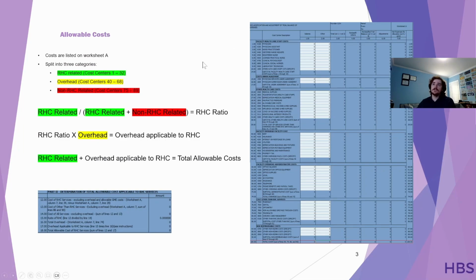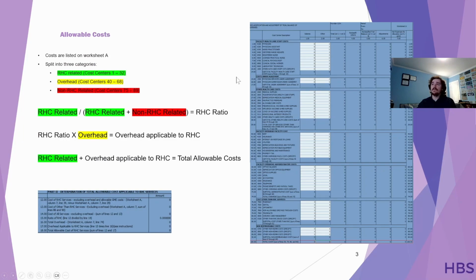The RHC related cost centers are things that are directly related to rural health clinic services. Overhead is going to cover a variety of things that's going to be applicable both to RHC related and non-RHC related services. And then, of course, non-RHC related services are going to be related primarily to things that are not reimbursed on the all-inclusive rate. So that's going to be pharmacy, dental, optometry, telehealth, at least telehealth that is not mental health telehealth, and also chronic care management falls into this category, as well as lab, radiology, and a variety of things that would not be reimbursed on the all-inclusive rate.